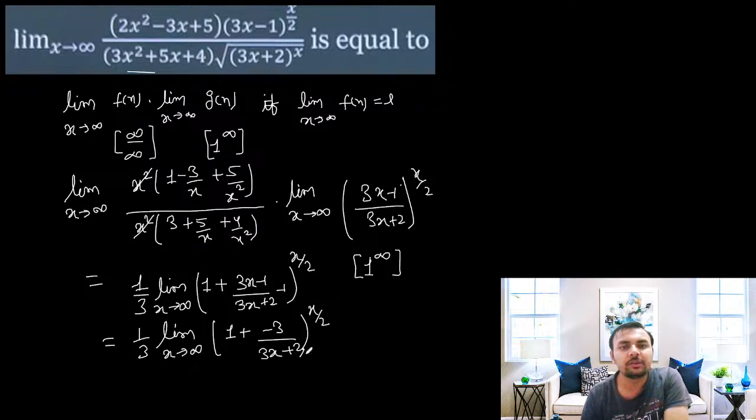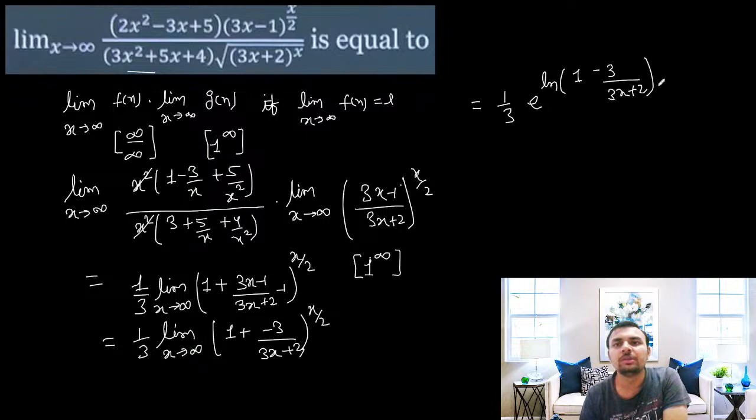Now if you see, it is 1 by infinity, so we can simply write this as 1 by 3 e to the power ln of (1 minus 3 upon 3x plus 2) into x by 2. And here we have limit x tending to infinity. So we can say it is 1 by 6. No, it is 1 by 3 only.